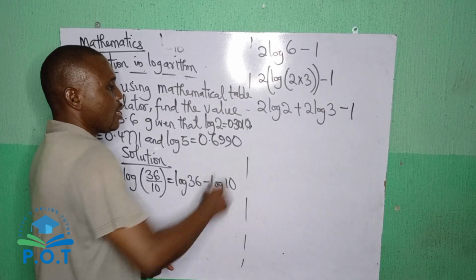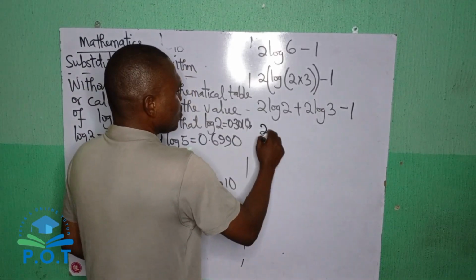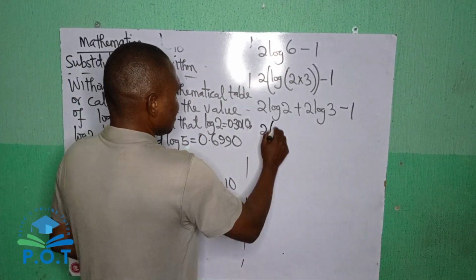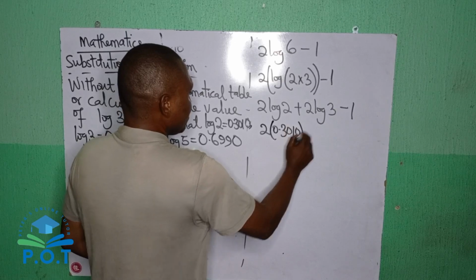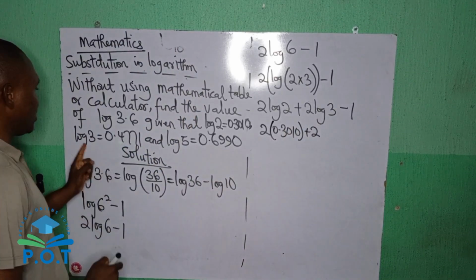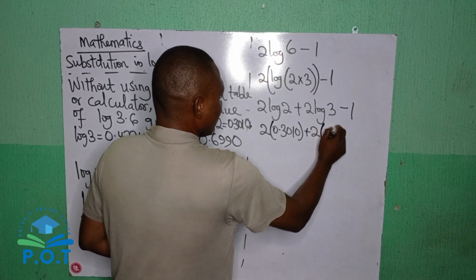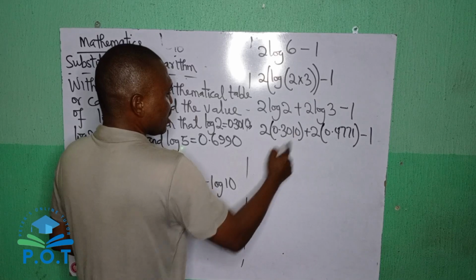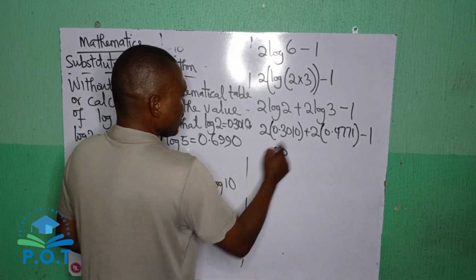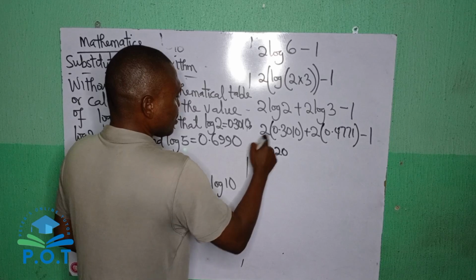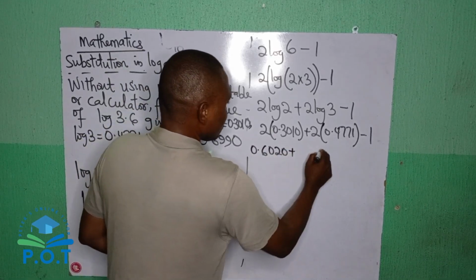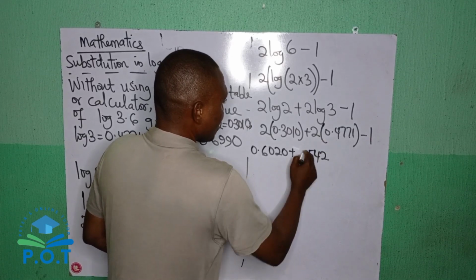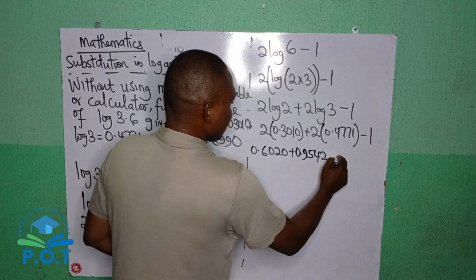All right. Now, I can write this as 2, okay. Now, log 2 is given as 0.3010 plus 2. Log 3 is given as 0.4771 minus 1. Okay, 2 times 0 is 0, plus 2 times 1, 2, 2 times 7, 14, plus 1, 15, 2 times 4, 8, plus 1, 9.0, minus 1.